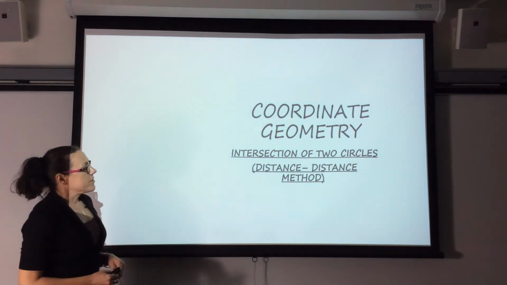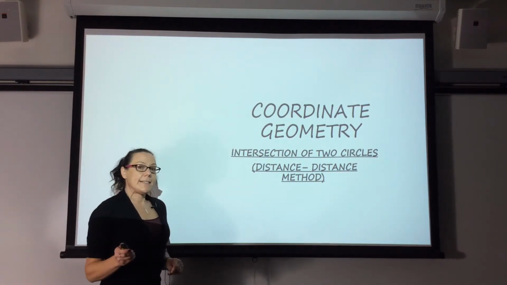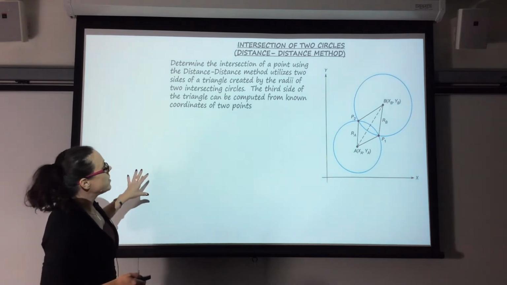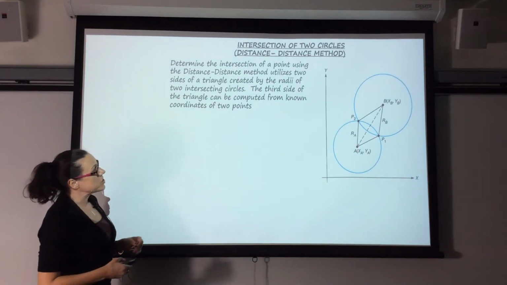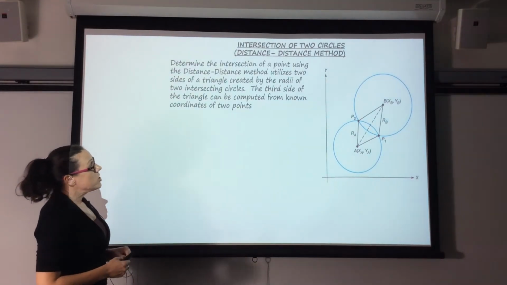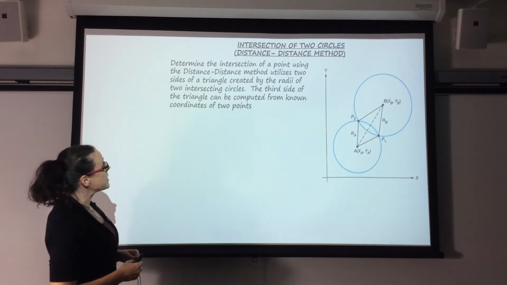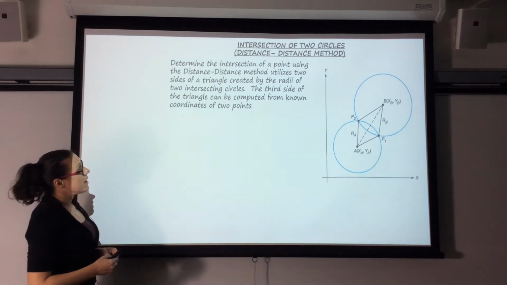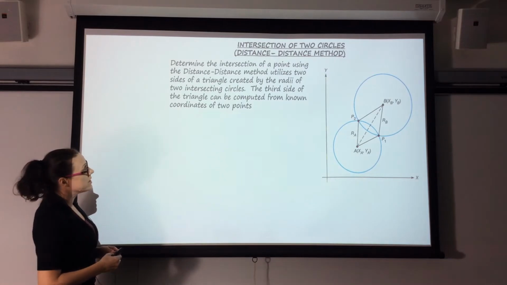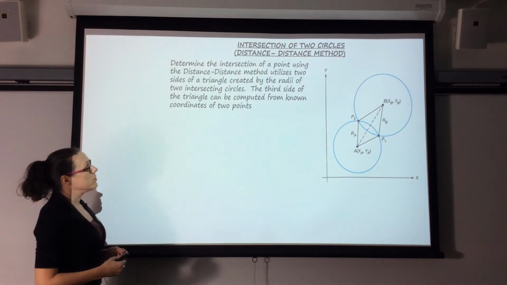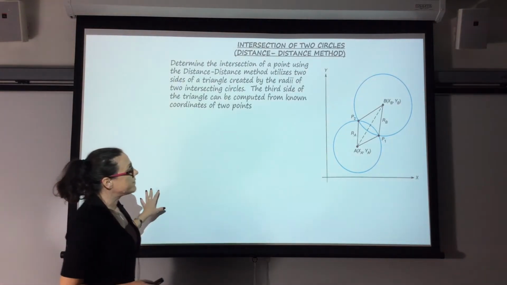Next example is intersection of two circles. It's a distance method. The determination of an intersection point using the distance method utilizes two sides of a triangle created by the radii of two intersecting circles. The third side of the triangle can be computed from known coordinates of 2 points.